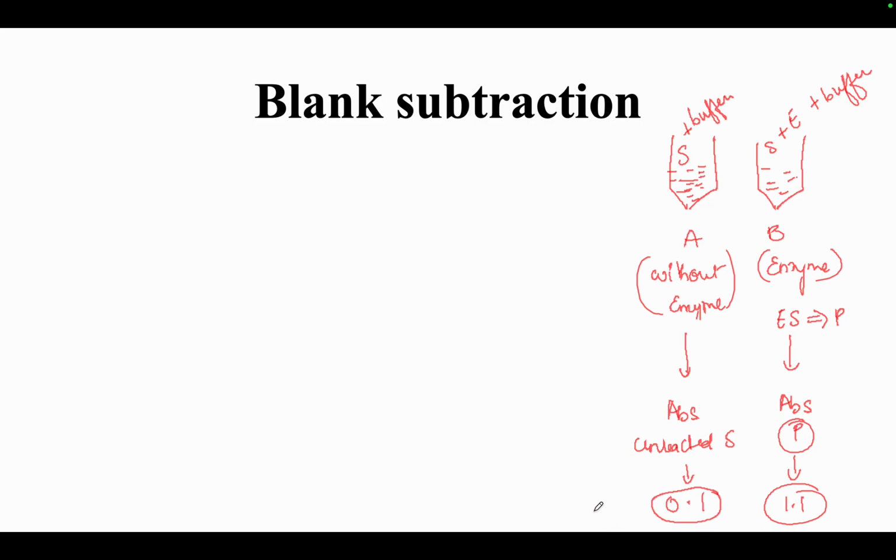So when we finally measure our absorbance, we'll subtract the blank absorbance, that is 0.1, from our reaction absorbance, that is 1.1, and our actual absorbance, the actual absorbance of the enzyme-substrate reaction of the product, is 1. So this is necessary to have the actual absorbance.